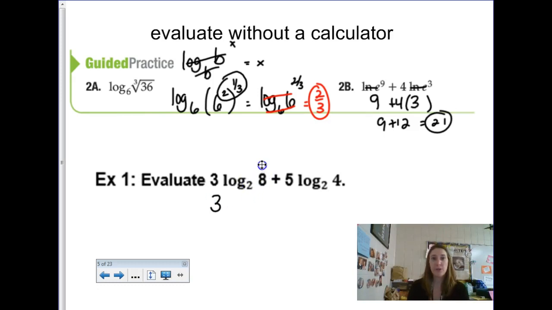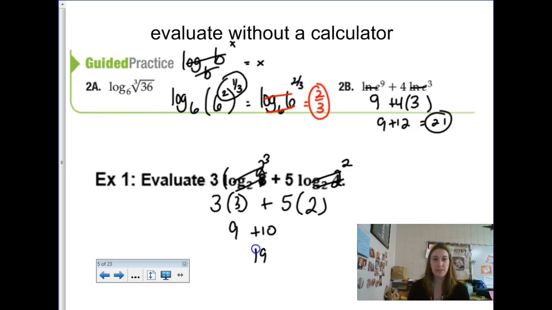So if I rewrote 8 as 2 to the 3rd power, forget this 8 business, log base 2 of 2 cancels, and this is just going to be a 3 drop down. So it's 3 times 3, plus 5 times, again, rewriting a 4 as 2 squared. So log base 2 and 2 cancel, and the 2 drops down. So you end up with 9 plus 10, which is 19.